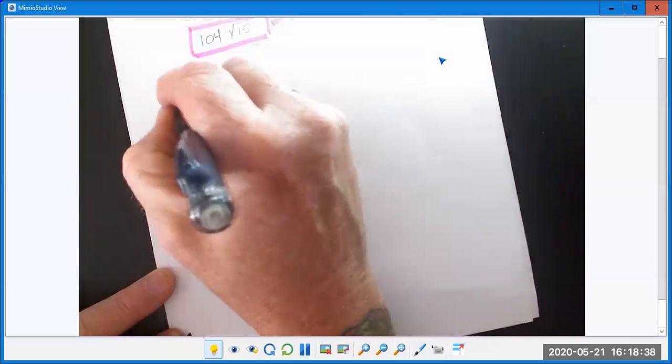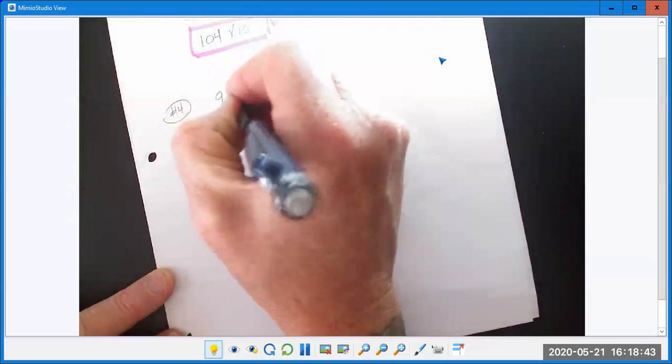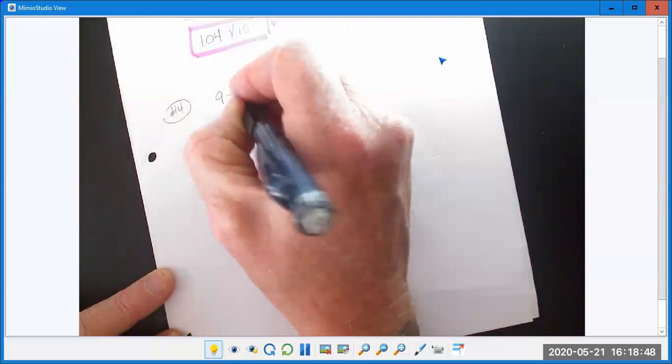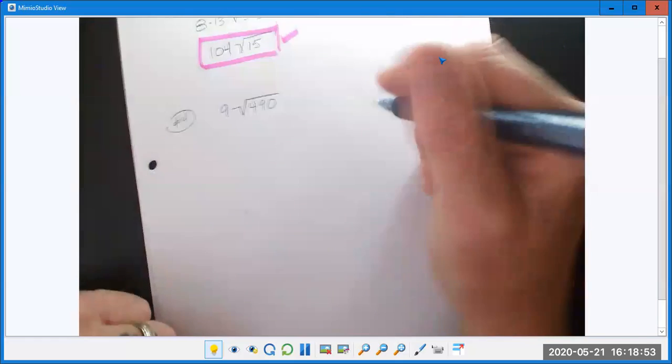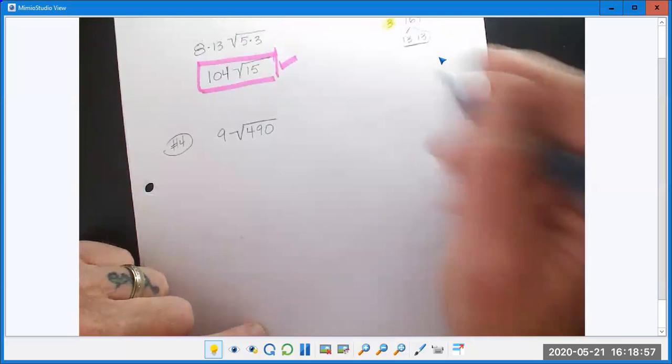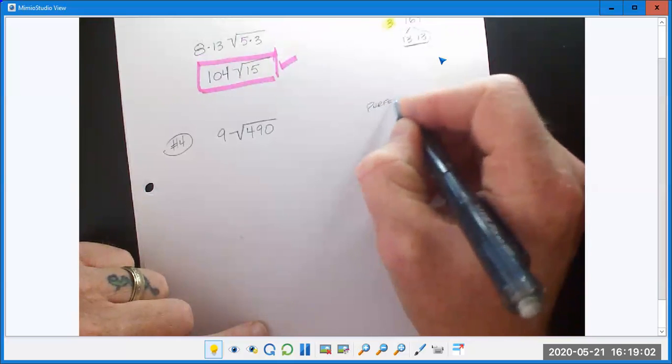Number 4 is 9 radical 490. Okay, so again, referring back to what I had mentioned at the beginning of the lesson, I always want to think about perfect squares.